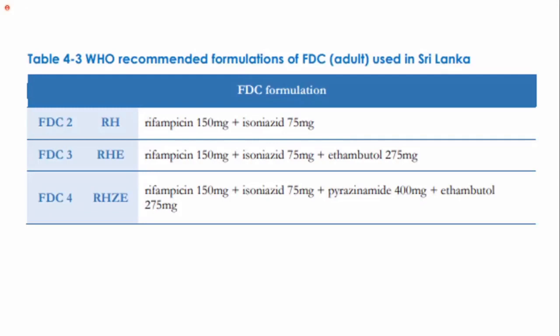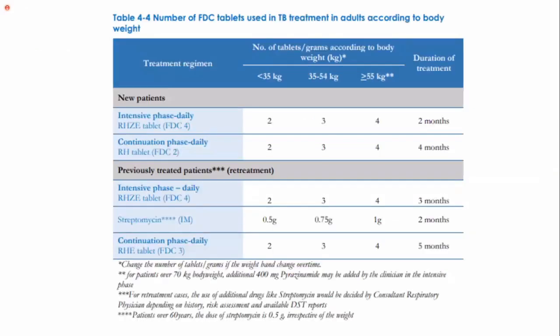Right, so there are different combinations. FDC2 is a combination of rifampicin and isoniazid. FDC3 is a combination of rifampicin, isoniazid as well as ethambutol. FDC4 is a combination of rifampicin, isoniazid, ethambutol, and pyrazinamide. You don't need to know all the milligrams in the FDCs. Just know that there are different tablets with different combinations that we use in the treatment of tuberculosis. And this is how we prescribe it according to the weight.